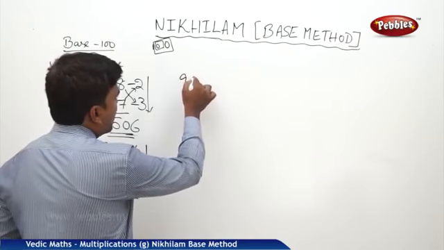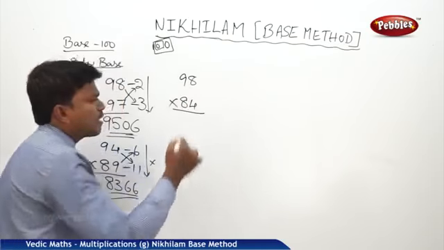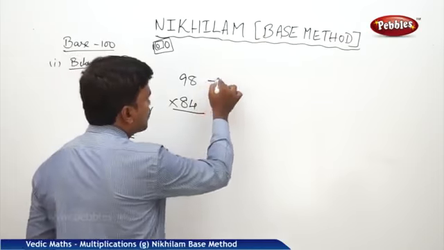One more example. Let us take 98 into 84. I want to multiply 98 into 84. So minus 2.